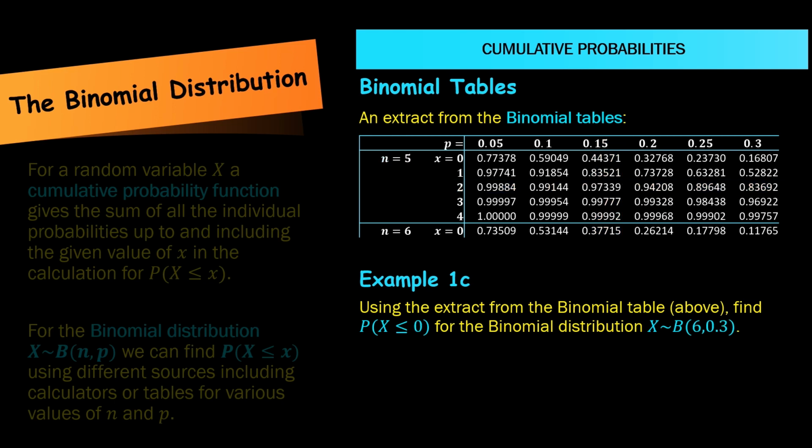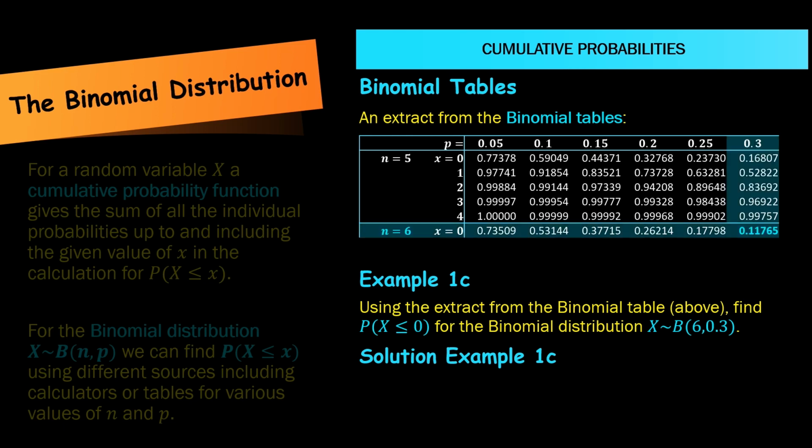And now let's have a go at example 1c. Using the extract from the binomial table shown on your screen, find the probability that x is less than or equal to 0 for the binomial distribution x distributed binomially with n equals 6 and p equals 0.3. So let's solve this.